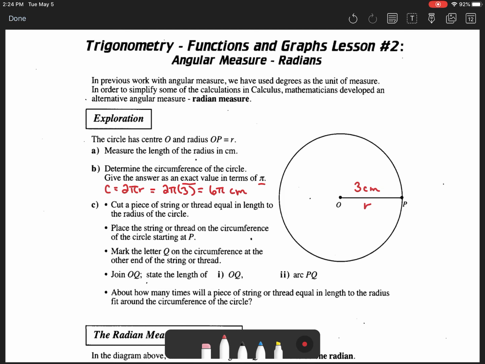Now, in part C, when we move into this part, I'm going to obviously talk you through the steps. I'm not going to actually do them. I'll show you what it looks like if I were to do it. If you really want to do it at home, then that's great. The visuals sometimes help us a lot understand what we're doing.